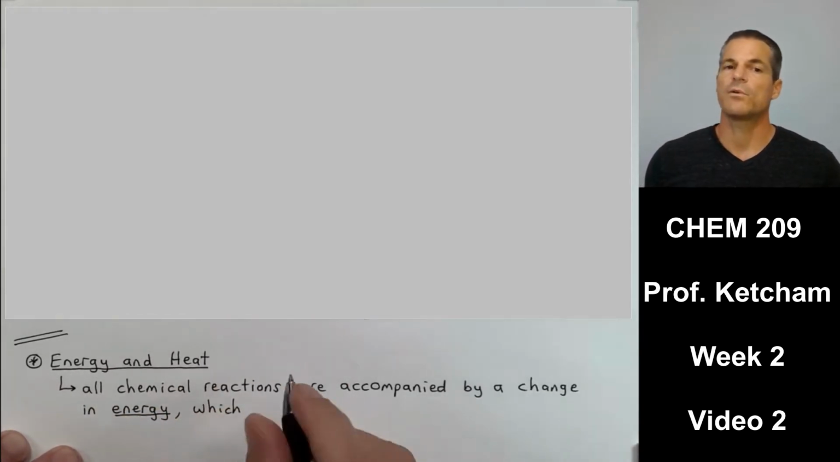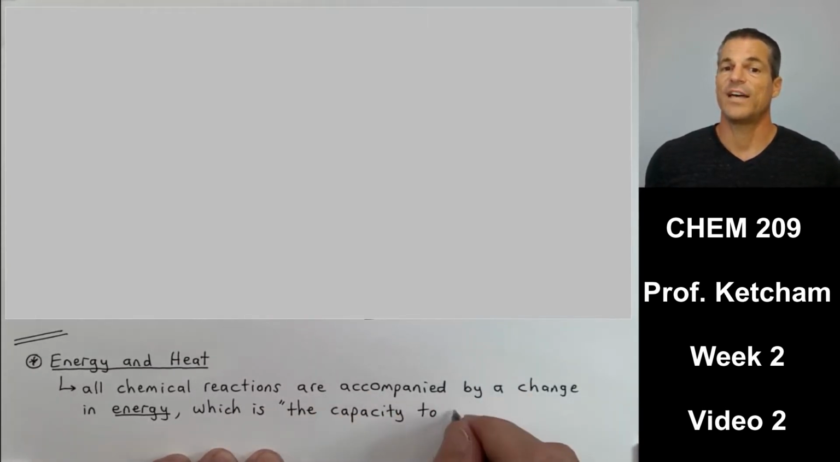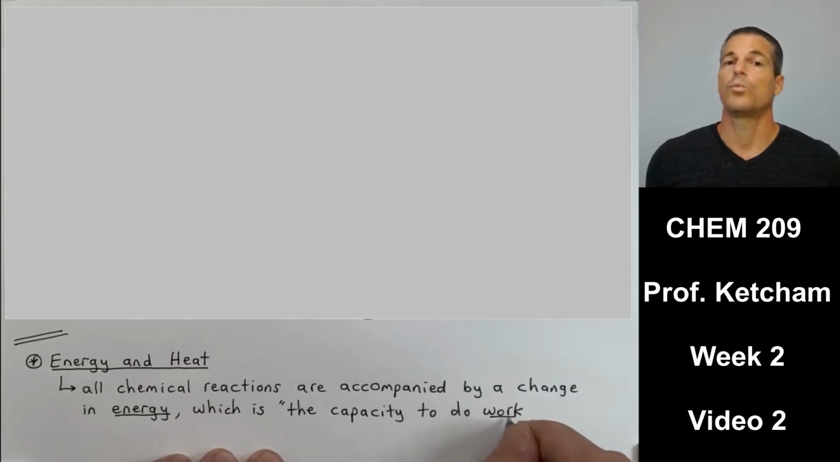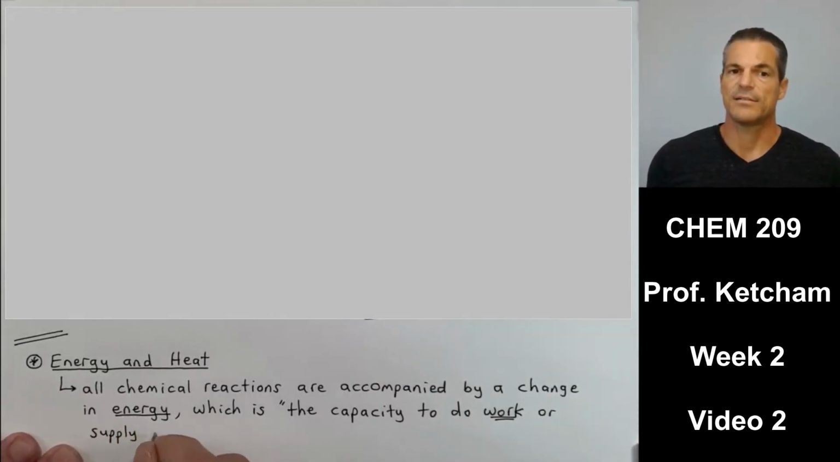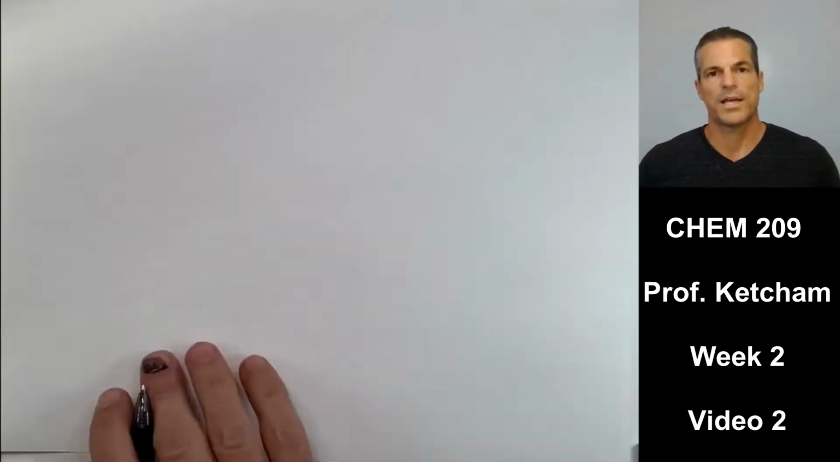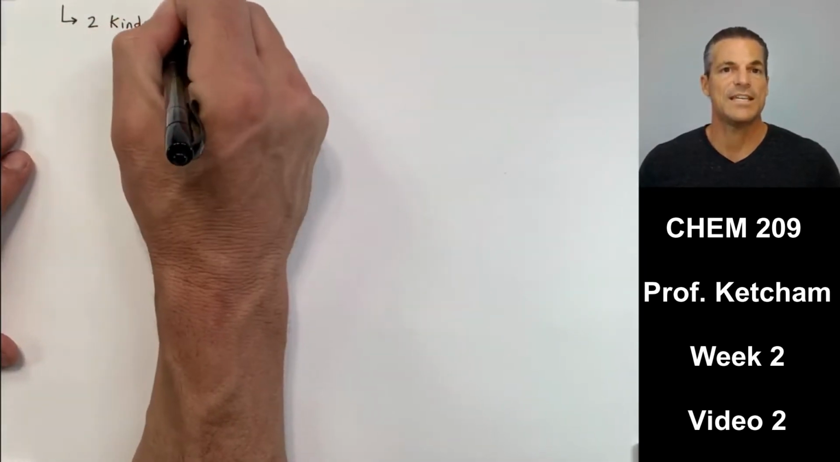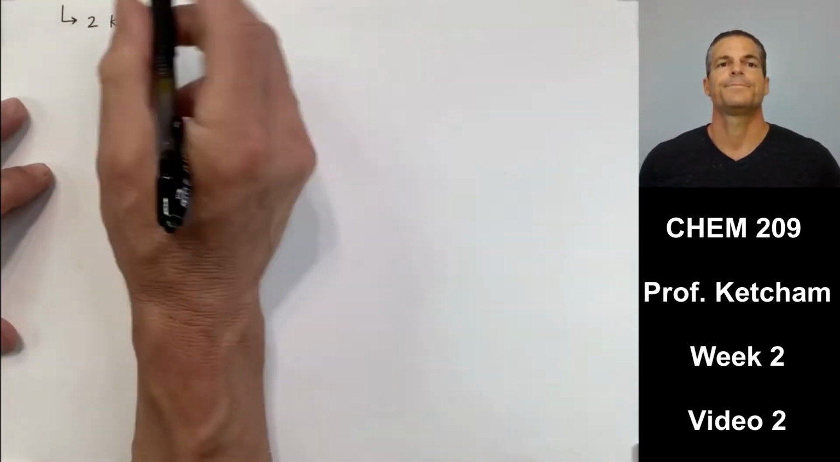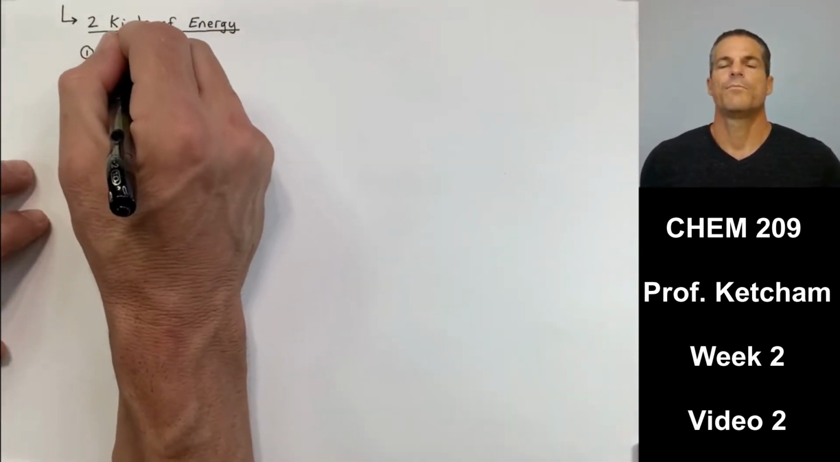It says, all chemical reactions are accompanied by a change in energy. Energy is defined as the capacity to do work or supply heat. So energy can actually do work or supply heat. In this instance, I'm talking about energy in the form of heat, supplying heat. There are two kinds of energy, by the way. You may have heard of them.